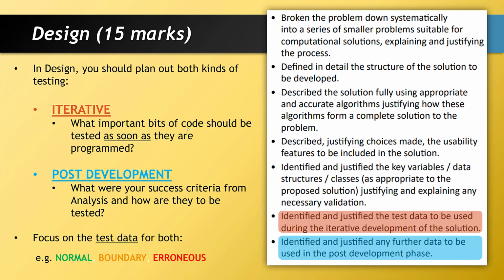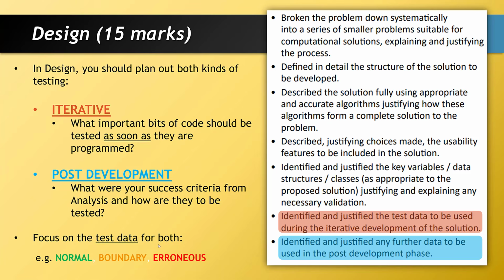So really mapping out what are the chunks you're going to test and why. For post-development, it's similar, but it's much more tied to your success criteria. So you could, if these are decent, just Control-C, Control-V into design and state how they're going to be tested and include what test data there is going to be.